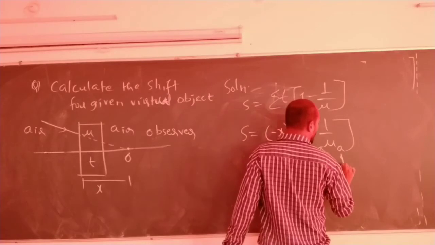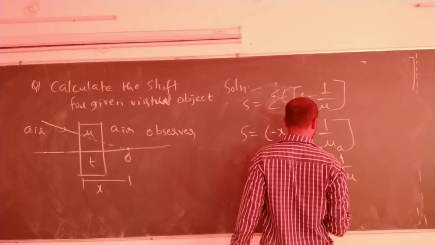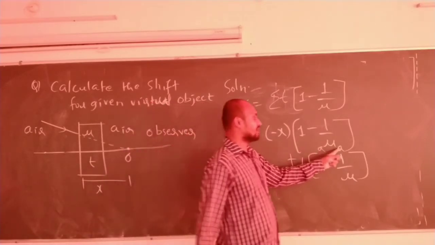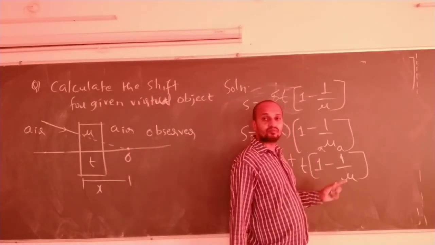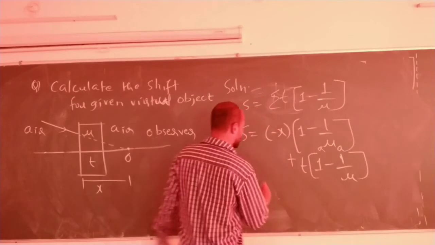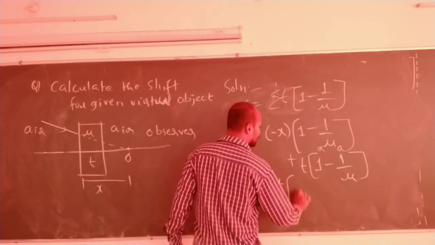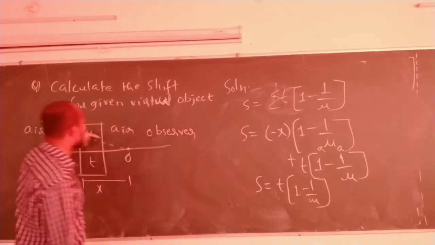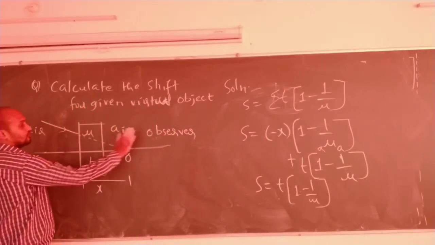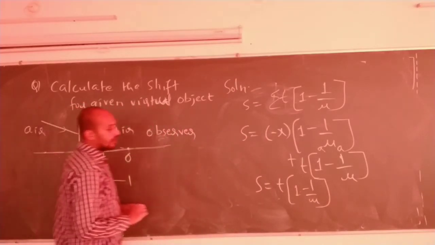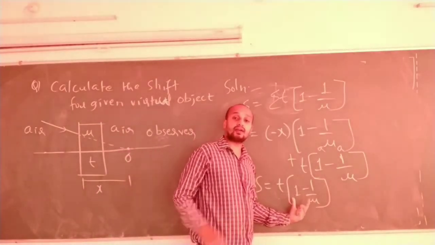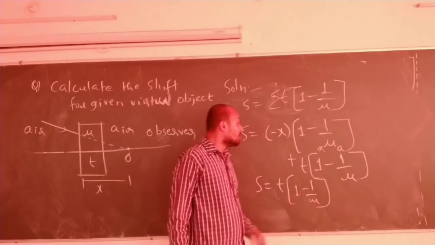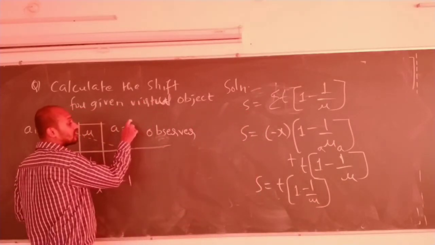1 minus 1 divided by the refractive index of the medium with respect to air. So here the refractive index of air with respect to air is going to become 1, so this will become 0. So even for the virtual object you are thinking, the shift of the observer due to this slab will be how much? T into 1 minus 1 divided by mu. It only depends on the observer medium.